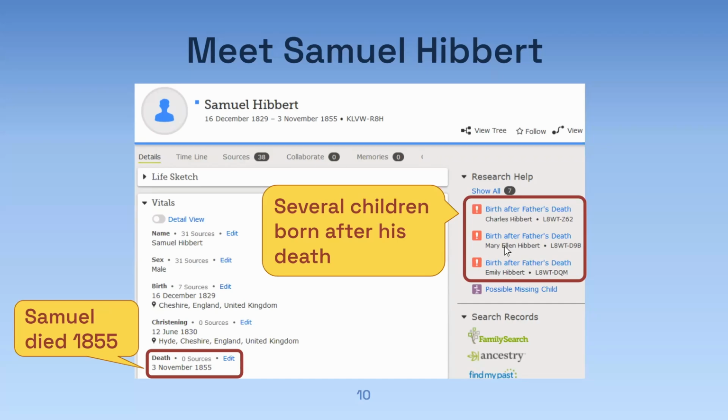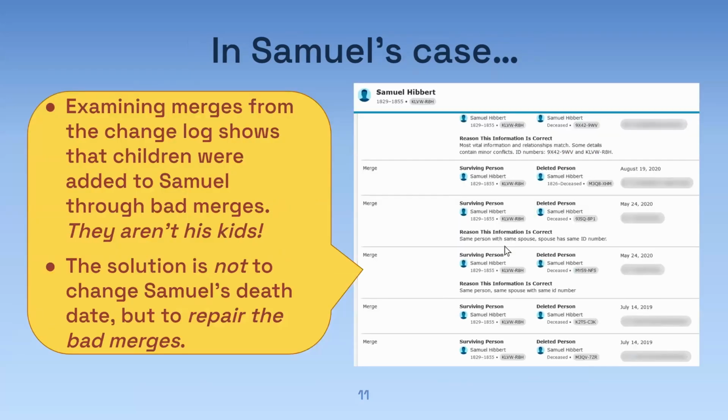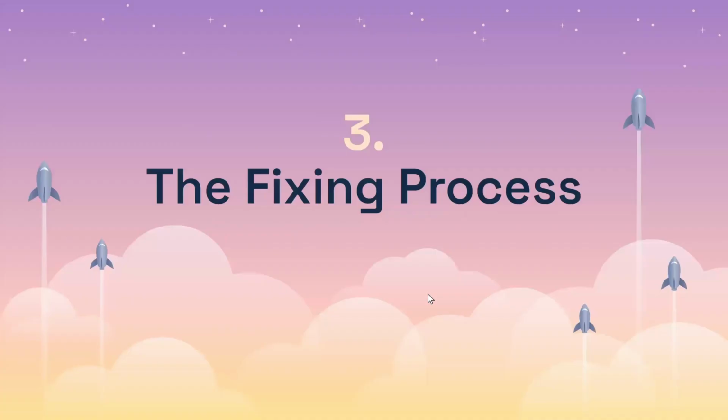But if we look in the change log and we look for those 13 merges, we find that the children that those errors were on were added through a series of bad merges and they weren't his kids. So the solution was not to remove the death date to make the data errors go away, but to get the kids out of this family and into the right family where they belonged. That was the right way to get the errors to go away.